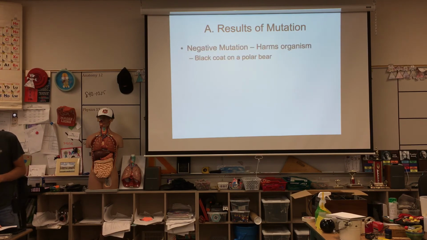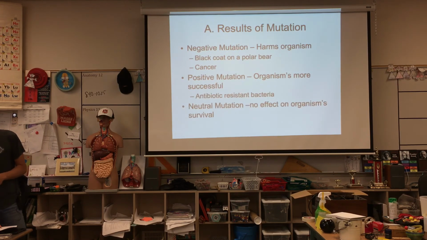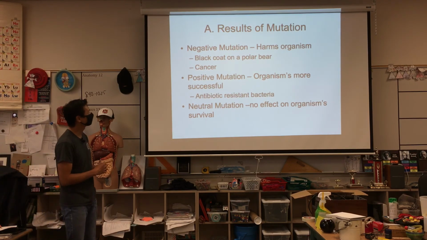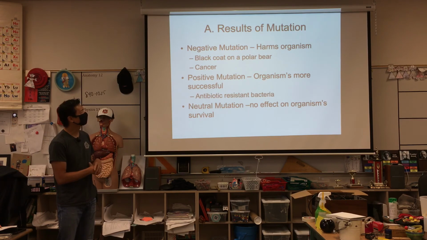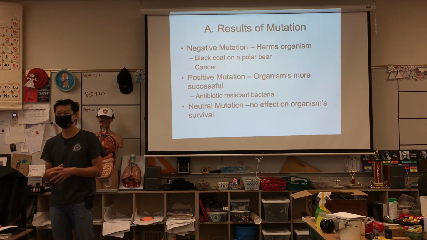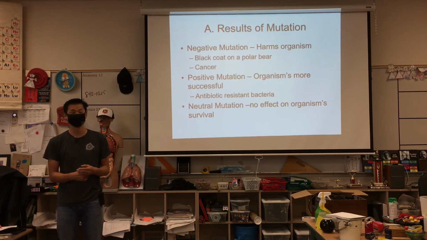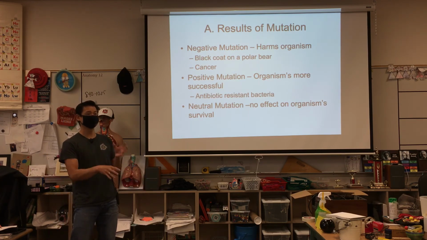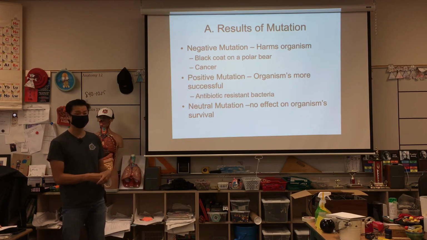Anyways, there are obviously 3 results of mutation. Okay, they can be negative mutations where the organism is harmed. So like a black coat on a polar bear. Cancer is another good example of a negative mutation. Positive mutations are ones that make an organism more successful in nature. So antibiotic-resistant bacteria. To us, that's bad, but for the bacteria, it's great, right? You can throw all the antibiotics that we know at it, and it still survives.